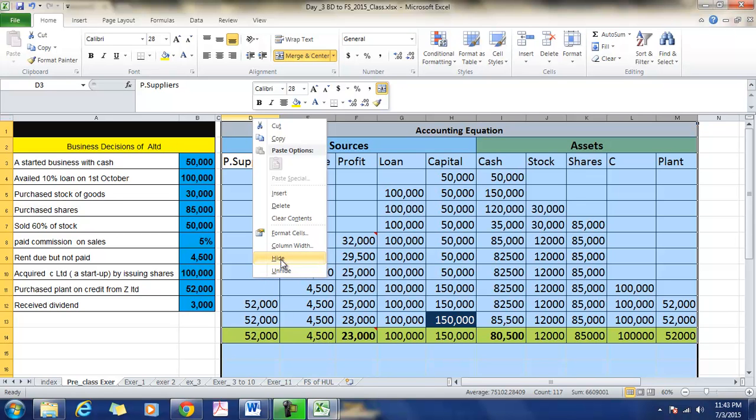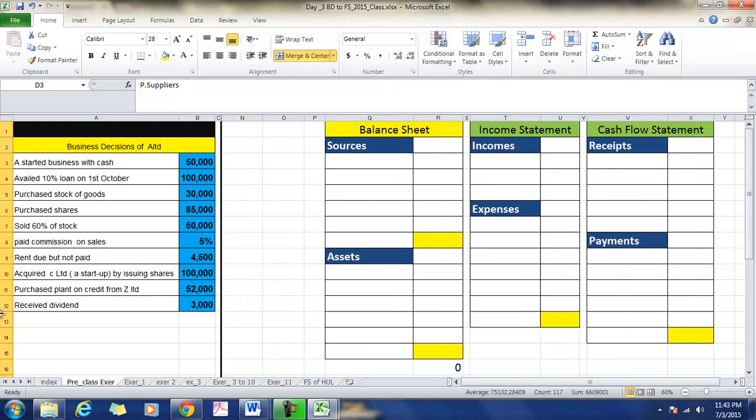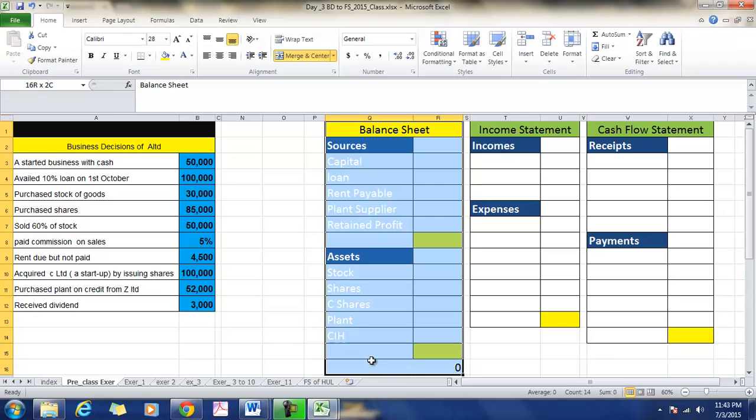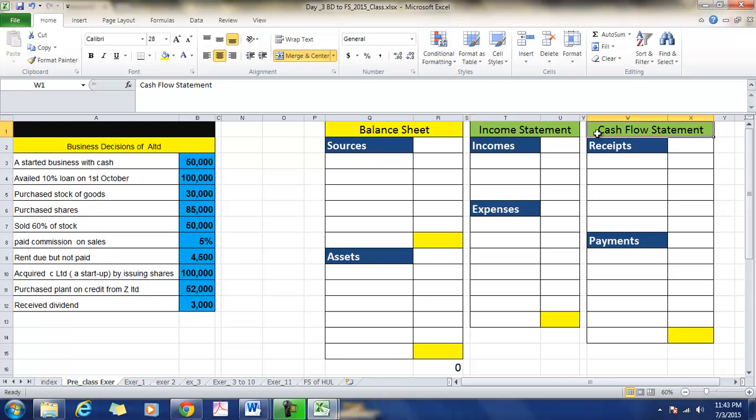Let us hide these accounting equations so that we will not be affected by the accounting equation. The financial statements are the balance sheet, income statement and cash flow statement. Balance sheet is the financial position as on a date. Income statement is financial performance for a particular period, and cash flow statement is changes in the cash flows during a particular period. So we'll try to convert these decisions into financial statements, assuming that our accounting year is 1 year from 1st April to 31st March.